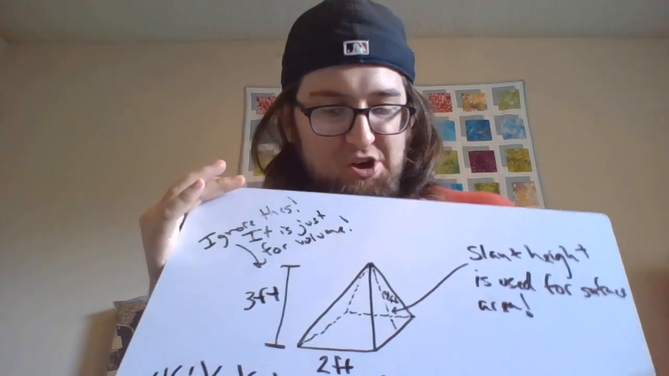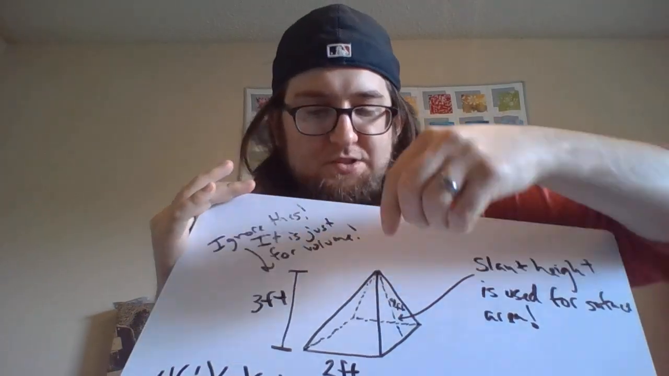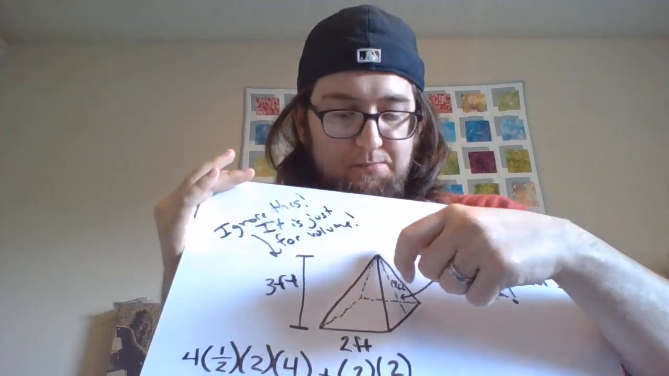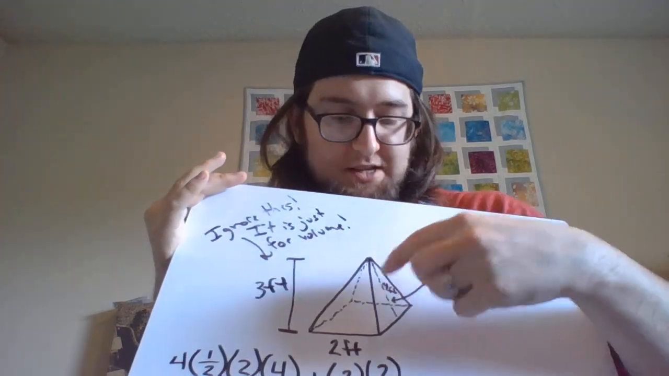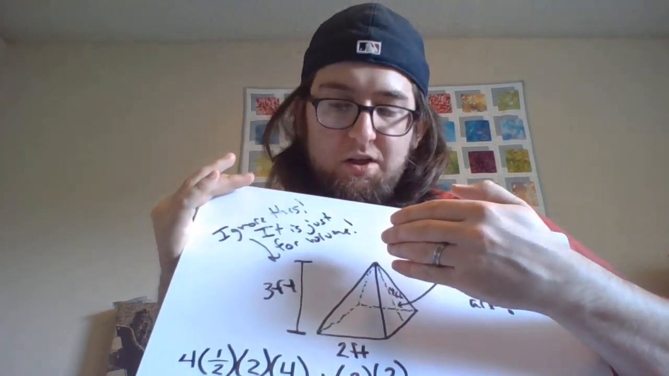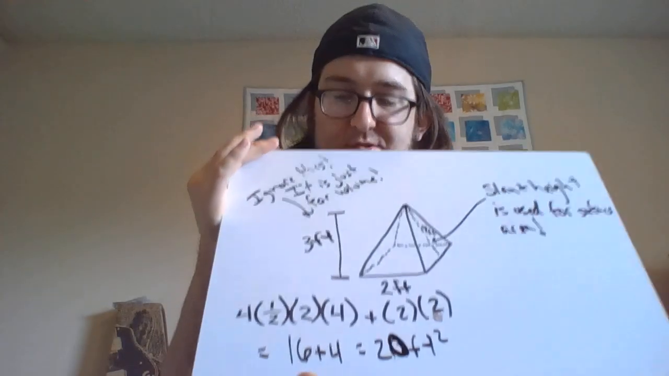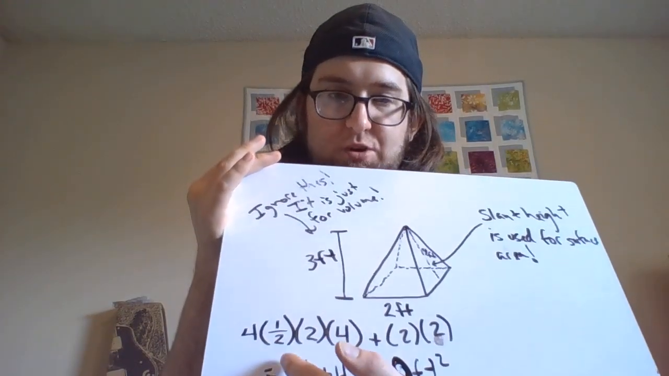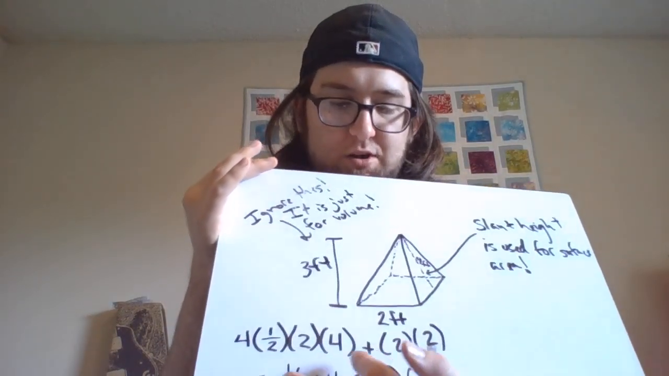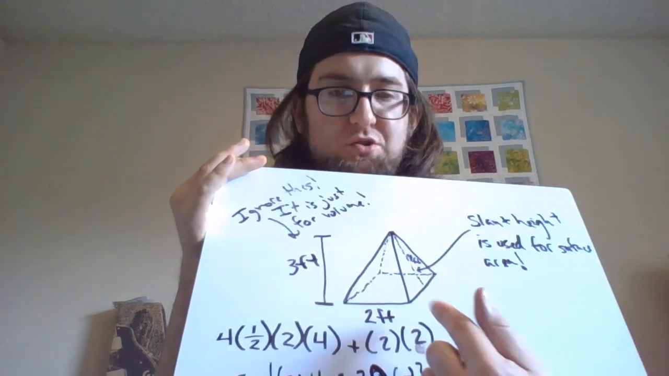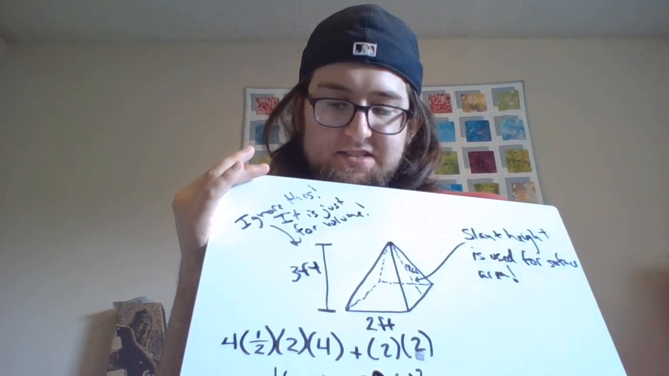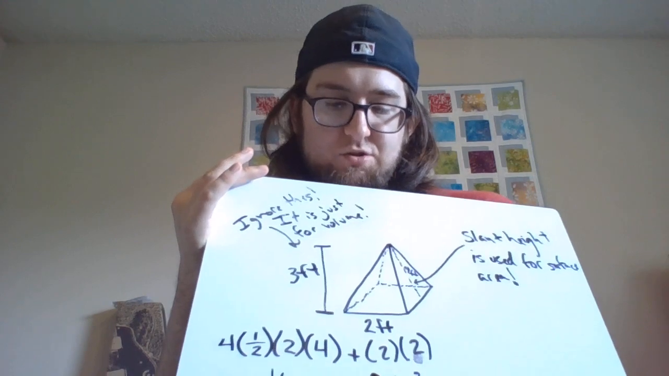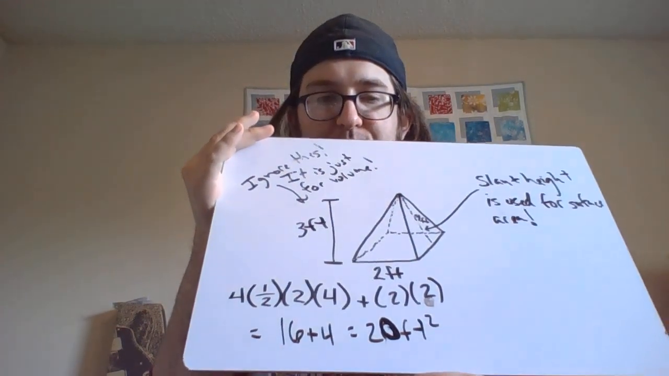Okay? So you find the area of one of these triangles, we would have 1/2, right, times the base of 2 times the slant height of 4. But I've got 4 triangles, so that's why I've got 4 times 1/2 times 2 times 4 plus 2 times 2 because there's only one square at the bottom. That would give us 16 plus 4, which is 20 feet squared.